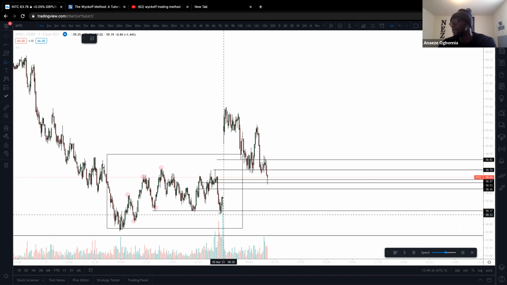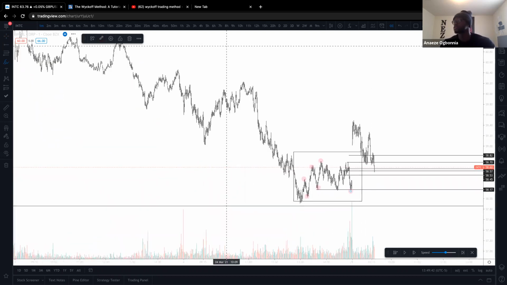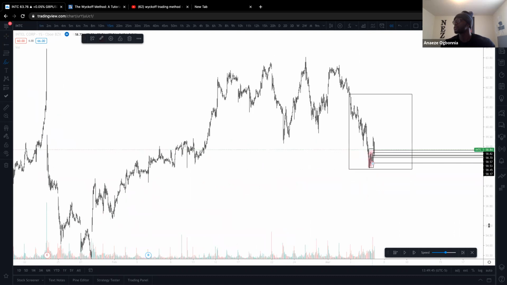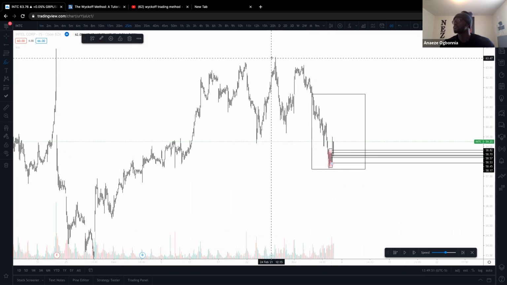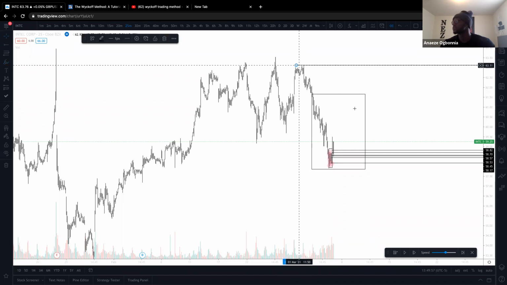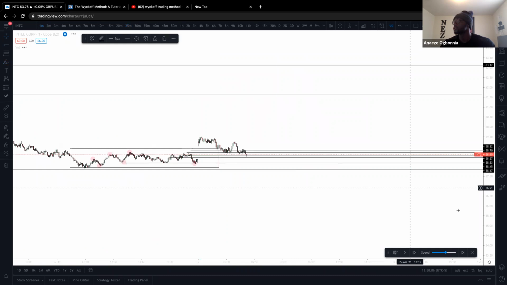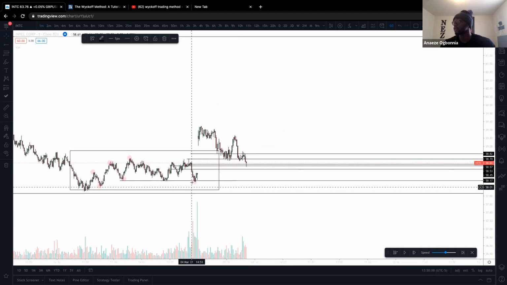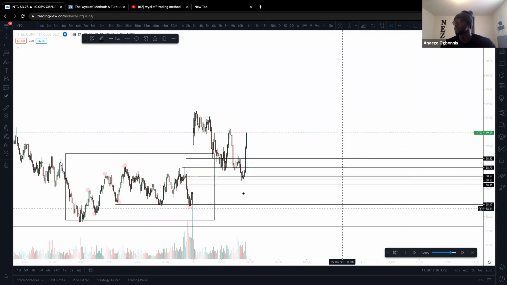So technically, if your target is all the way at 63, that's pretty much out of the money. So technically, you can actually enter here and your stop loss can be all the way down there. But let's let it play out. I'm gonna go a little faster. I'm in the trade, by the way.